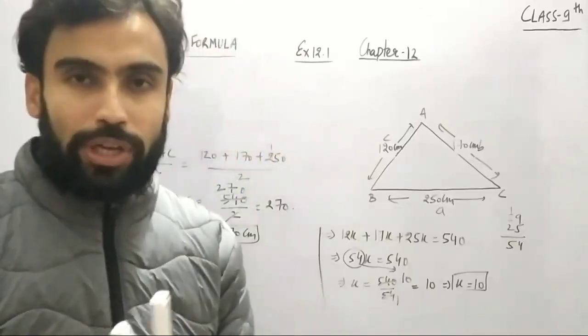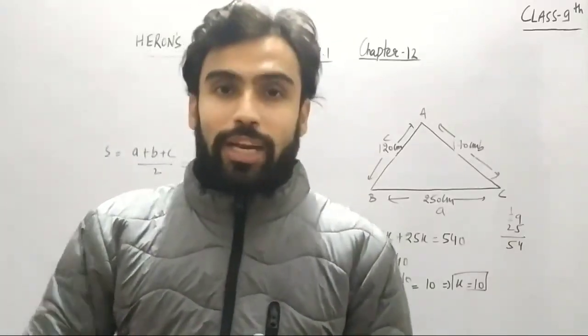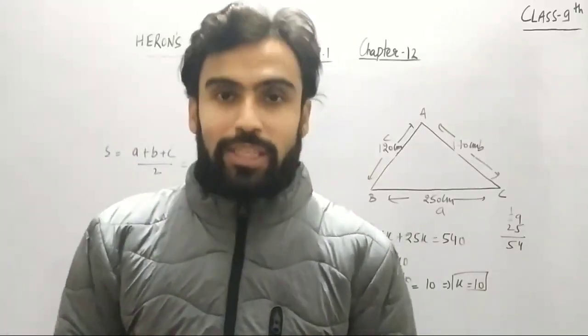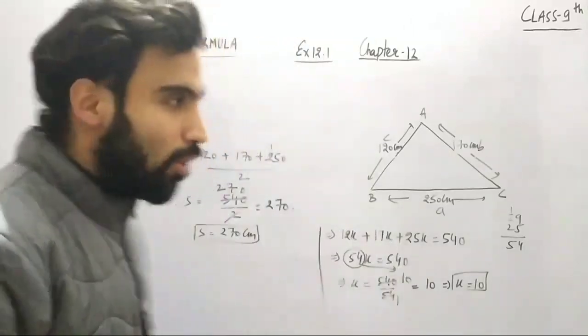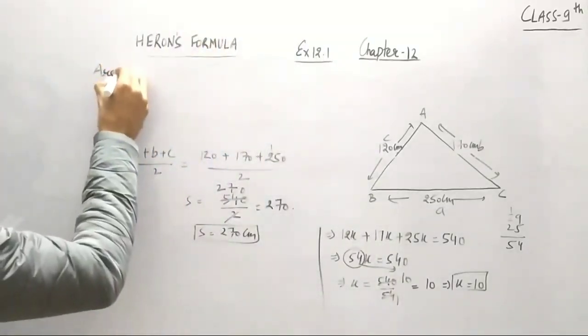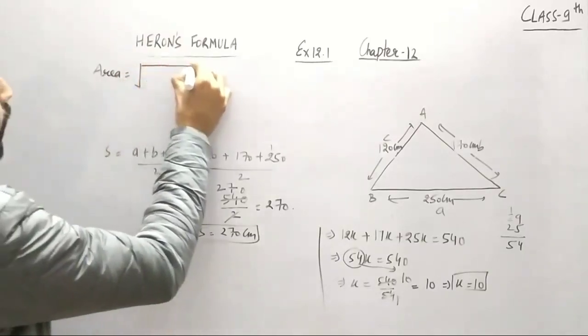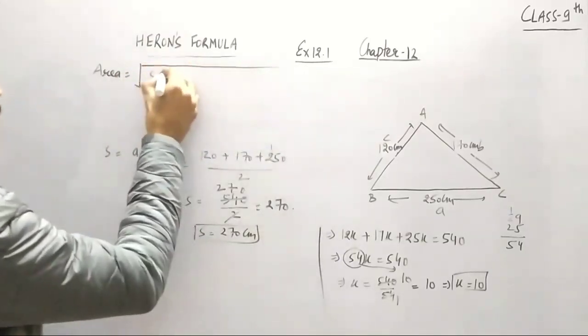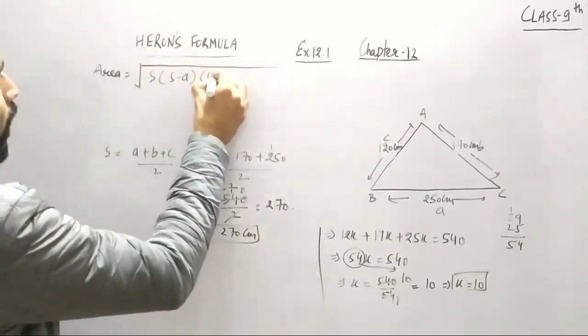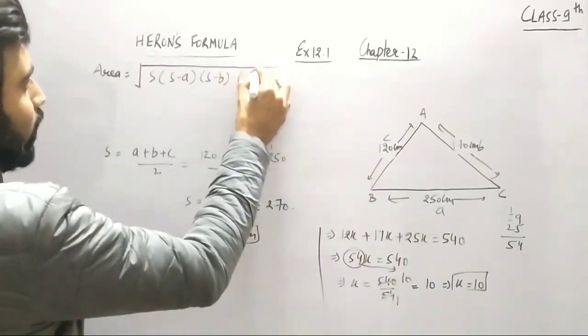Now you can see we know Heron's formula as usual, that is under root S, S minus A, S minus B, S minus C. So let me just write that. So the area will be calculated by, you can see, S, S minus A, S minus B, and S minus C, right?